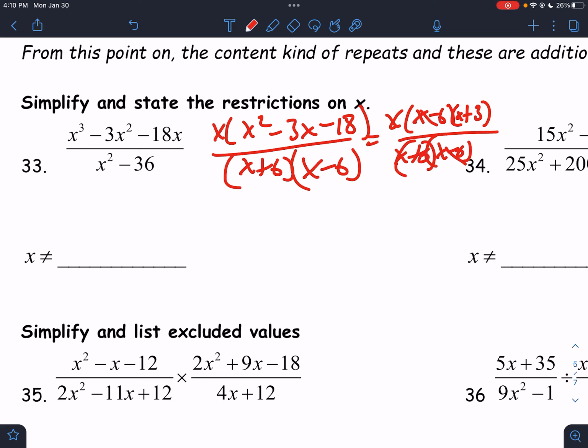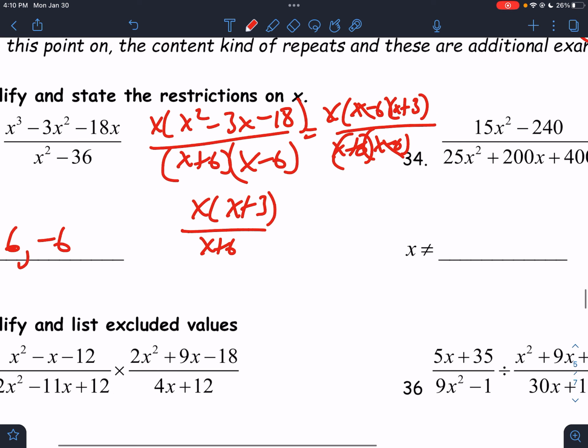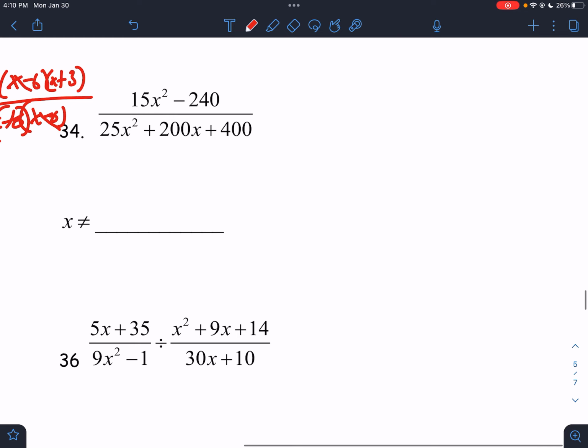So minus 6 cancels out. And so simplify. So that would be x times (x plus 3) over (x plus 6). My handwriting got real messy there, sorry. And x cannot equal 6 or negative 6. Okay. Over here, yikes.